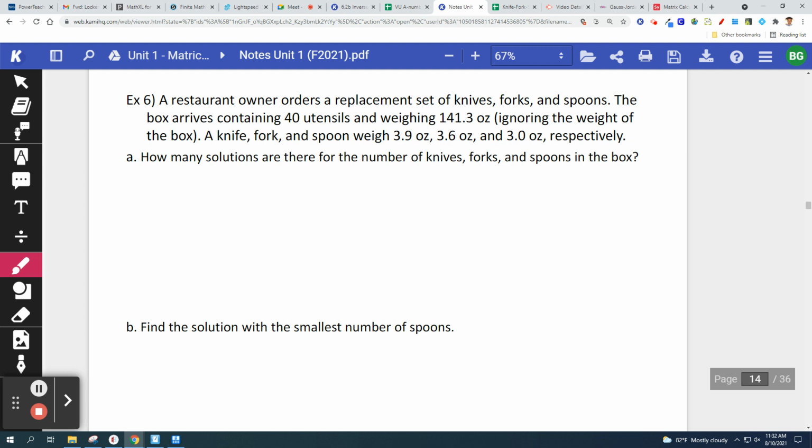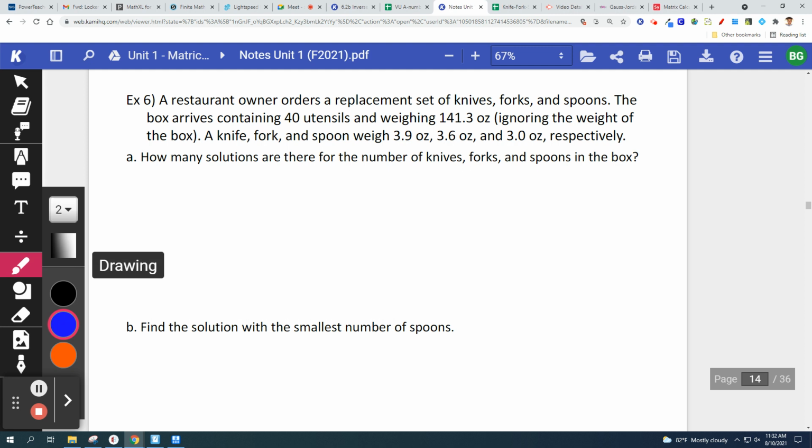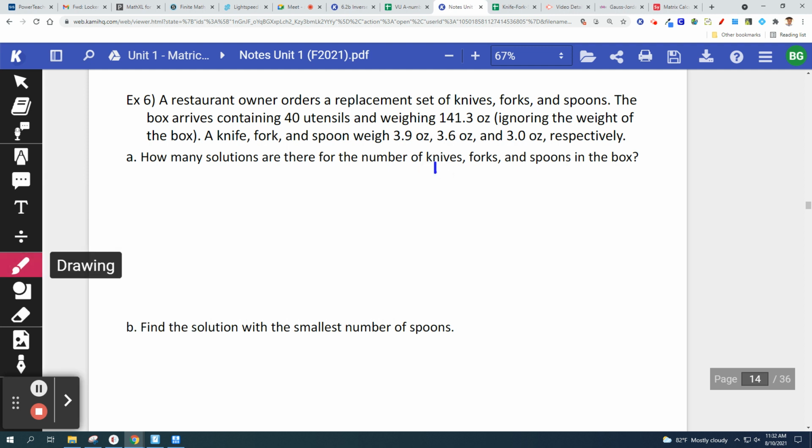Okay, so you can read this through one time and pick out some information, but I think the place to start is at the end. That question right there: how many solutions are there for the number of knives, forks, and spoons? When I see that question, I immediately know there are 3 variables. I wouldn't name them X, Y, and Z. I suppose you could, but I like these letters because they're descriptive. So I would recommend you pick something like K, F, S.